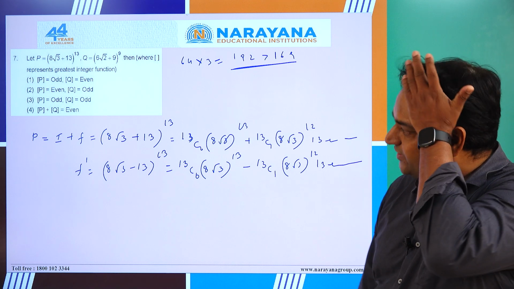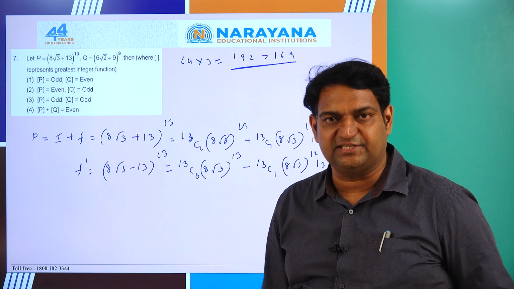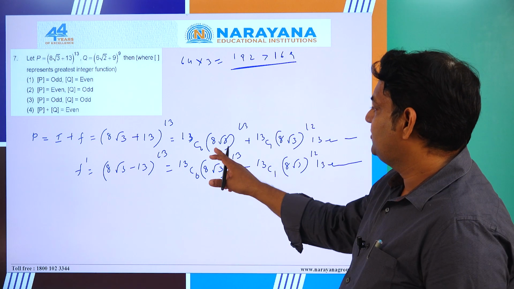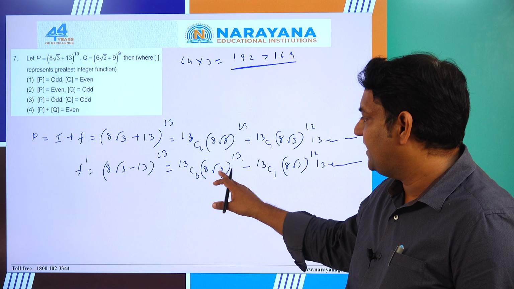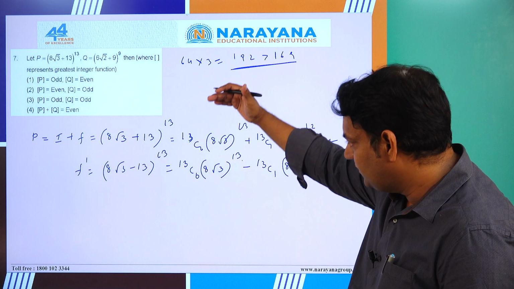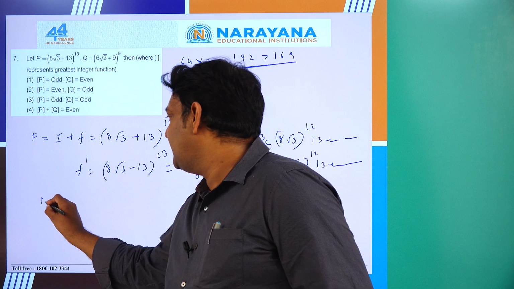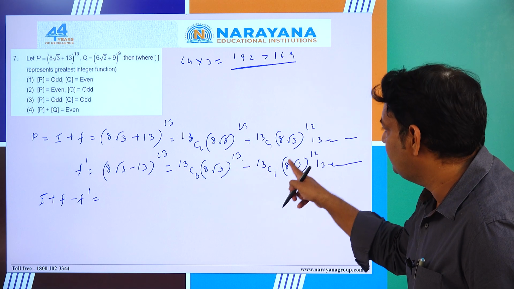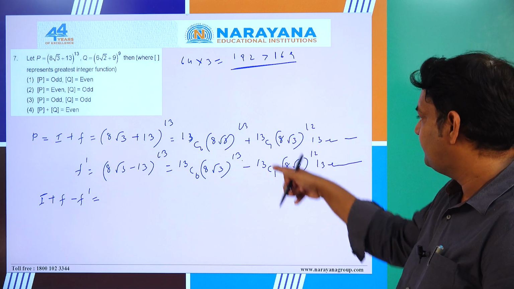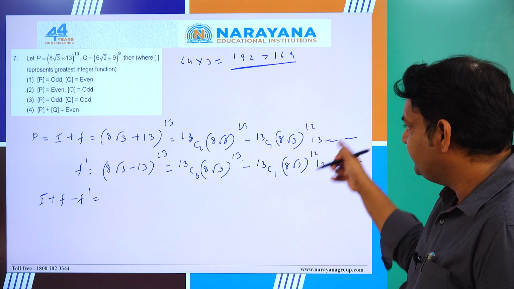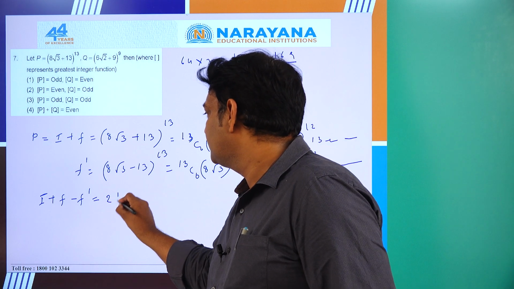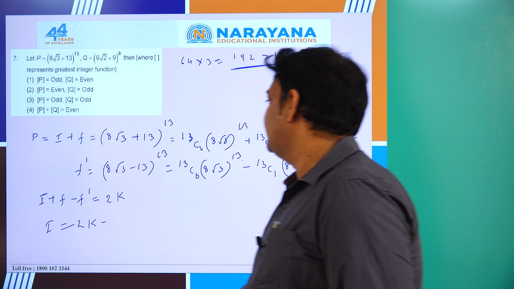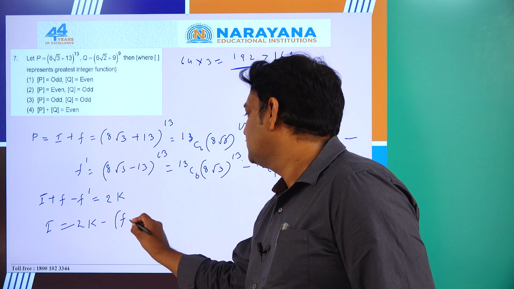Now the next step is important: whether we have to add or subtract these two. The logic is very simple. We don't want any irrational terms. (8√3) to the power 13 is an odd power, so an irrational term will be there. So we will subtract. So I plus f minus f dash: this will get cancelled, and (8√3)^12 is completely rational. In fact, an integer, some 2k. So I is 2k minus (f minus f dash).